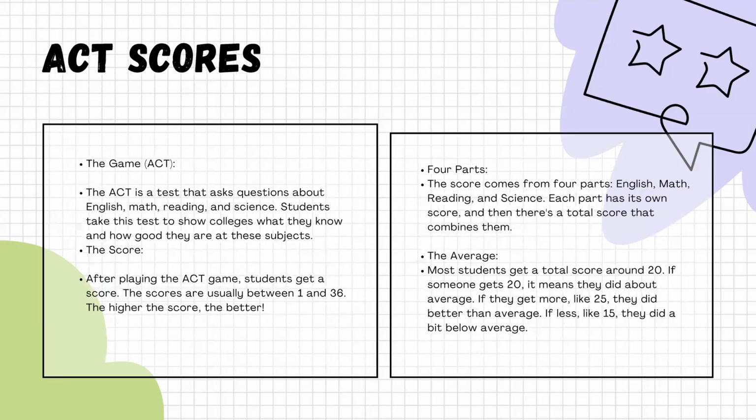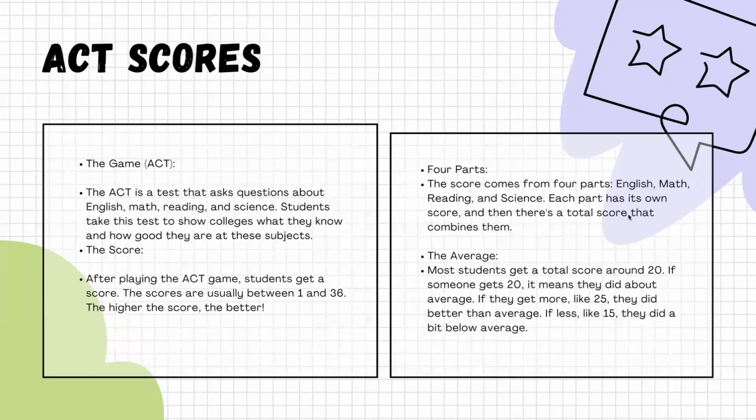And now we have the ACT scores. Here is the game. The ACT is a test that asks questions about English, math, reading, and science. Students take this test to show colleges what they know and how good they are at these subjects. The score. After playing the ACT game, students get a score. The scores are usually between 1 and 36. The higher the score, the better.